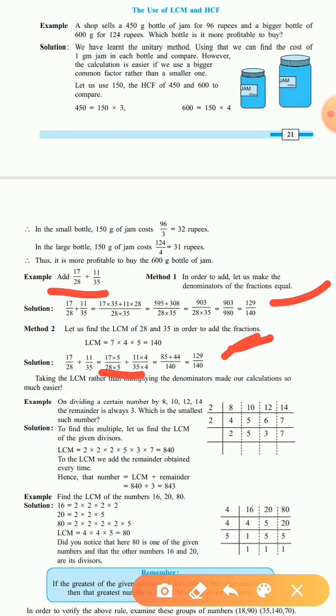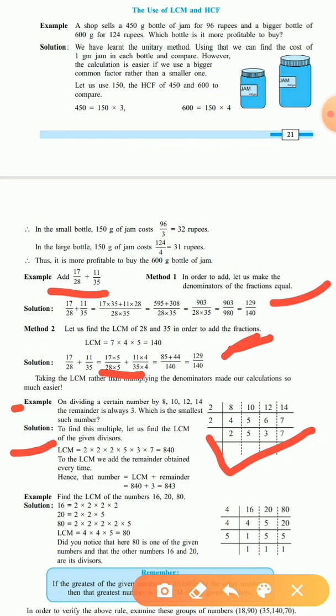Next example is also given. On dividing a certain number by 8, 10, 12, 14, the remainder is always 3. Which is the smallest such number? We have to find the smallest number. We can do this in the vertical and horizontal method also. Let us find the LCM of the given divisors.